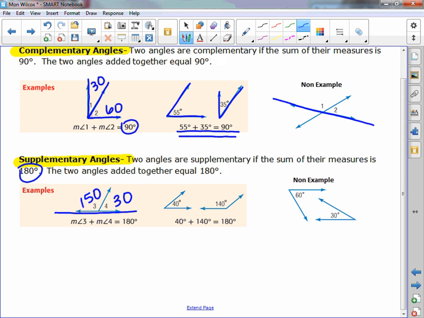And just like the other example I showed you, they don't necessarily have to be touching. They can be 2 completely separate angles, but as long as their sum still equals 180, oops, sorry, that's 40. As long as their sum still equals 180, they are called supplementary angles. They are supplements of one another.